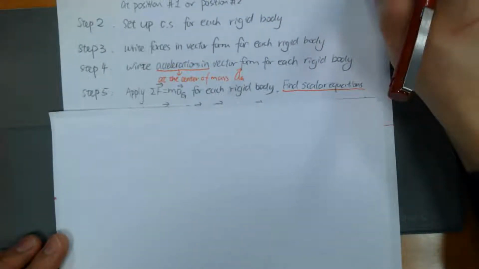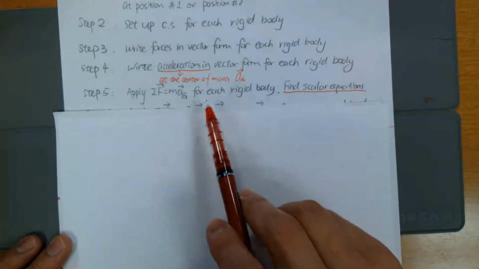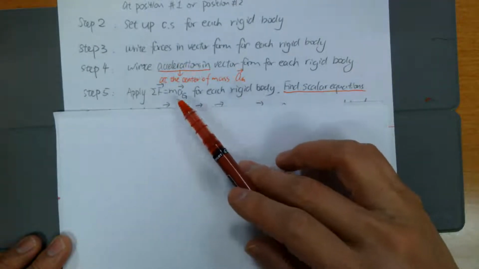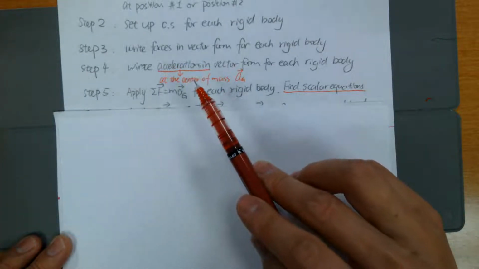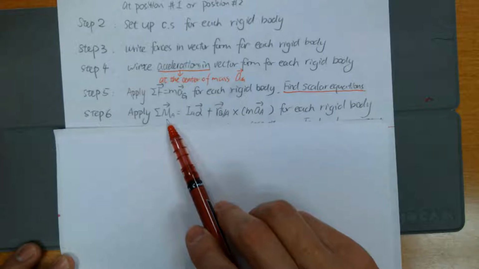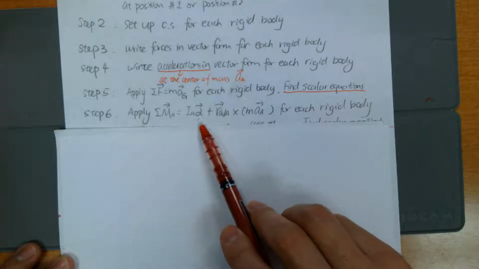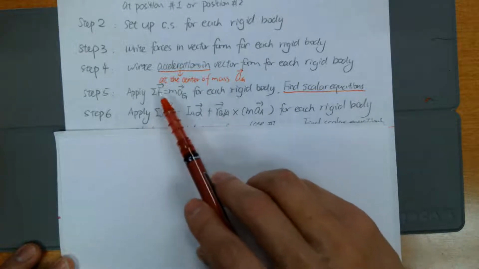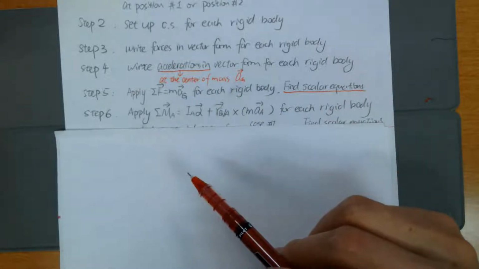Step five is to apply Newton's law equation, F equals m a_G, for each rigid body and find scalar equations from each Newton's law. So from each Newton's law equation, you can get two scalar equations. And step six is to apply Euler's second law to each rigid body. From this vector equation, you can only get one scalar equation. So steps five and six should help you find scalar equations.